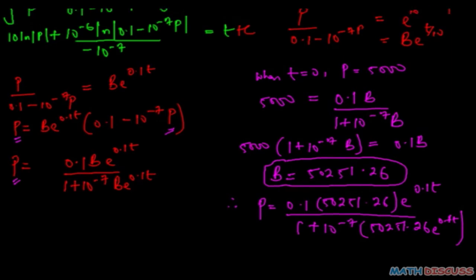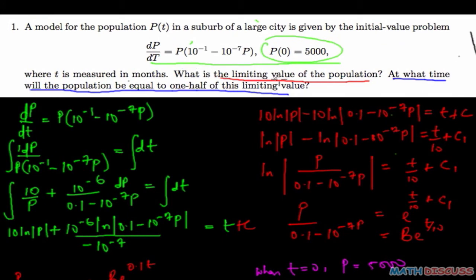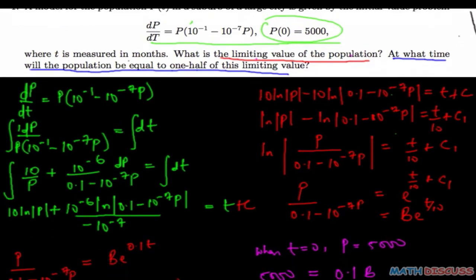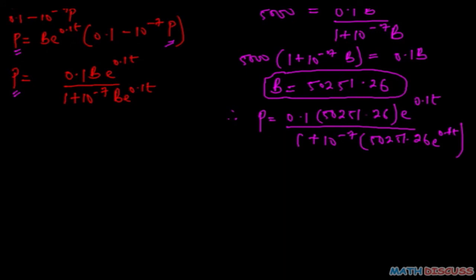But we shouldn't forget what the question asks us. It says, what is the limiting value of the population? The limiting value implies that you're told to find the population for large t, that is, as t tends to infinity, what does the population become? We want to know the population in a very long time. So we want to find the limit as t tends to infinity of p.